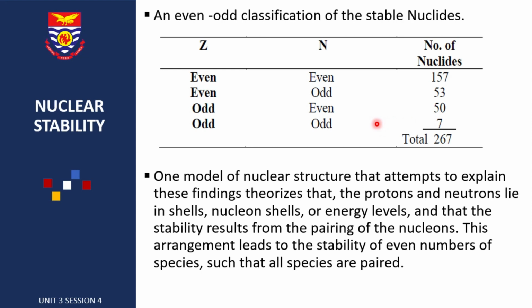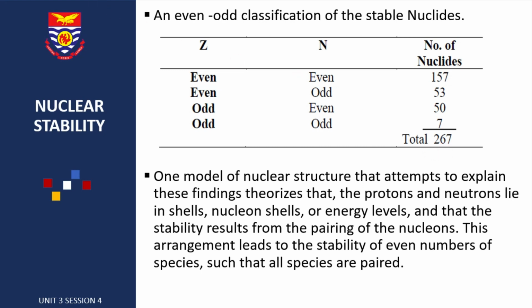There are also 50 stable nuclides or isotopes that are known with odd proton number and even neutron number, and only 7 stable isotopes are known with odd proton number and odd neutron number. So a total of 267 stable nuclides are known.